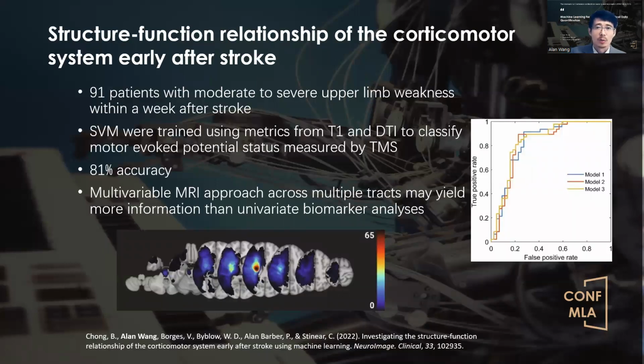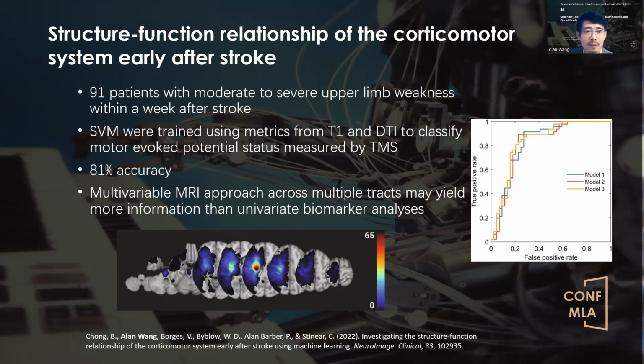The structural and functional relationship of the cortical motor system after stroke is our recent development based on machine learning. Our objective is to utilize medical imaging biomarkers to replace the biomarkers derived by transcranial magnetic stimulation. So a support vector machine model was trained based on the features from T1 and DTI. Our machine learning model can achieve a precision of 81%.